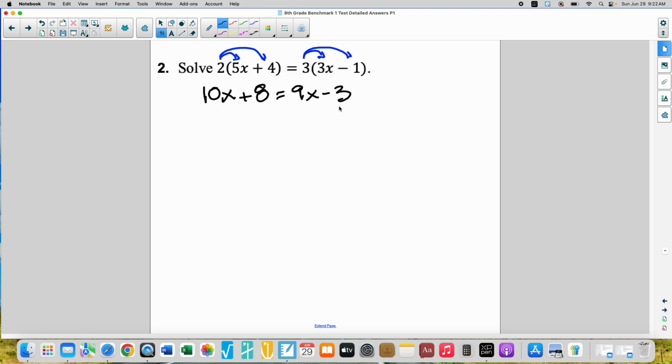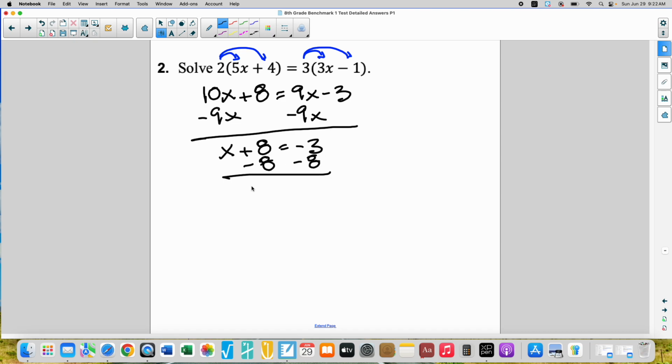Now we have variables on both sides. It's simplified. We can't combine those. So we're always going to move the variable first. Don't move those constants first. Move the variables first. It produces a much better equation. So when we move the 9x by subtracting 9x to both sides, we get x plus 8 equals negative 3. Now we're going to move that constant over, and we get x equals negative 11.